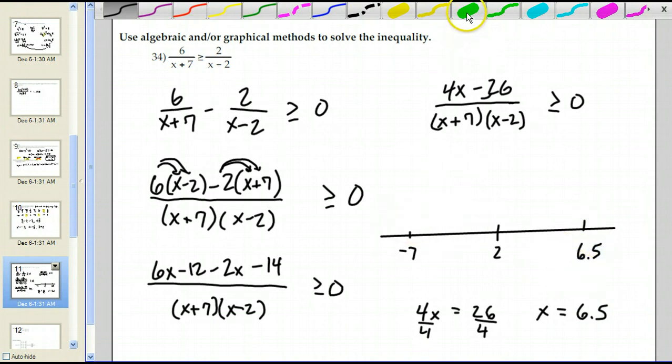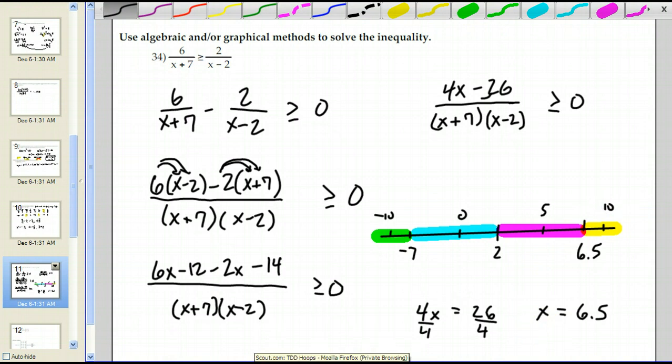Alright, now notice I've got 4 regions. I've got this, I've got this, 1, 2, 3, and 4, created by those 3 numbers. What we want to do is pick a test value that falls in each region. So I'm going to pick negative 10 in this region. I'm going to pick 0 here. I'm going to pick 5 here, and I'm going to pick 10 here.